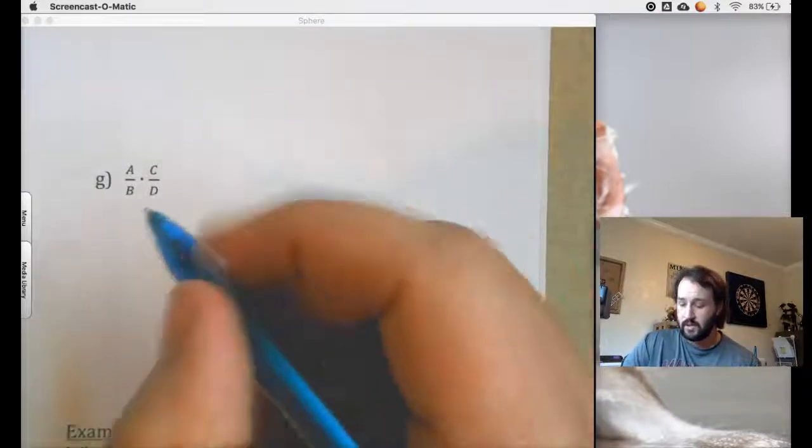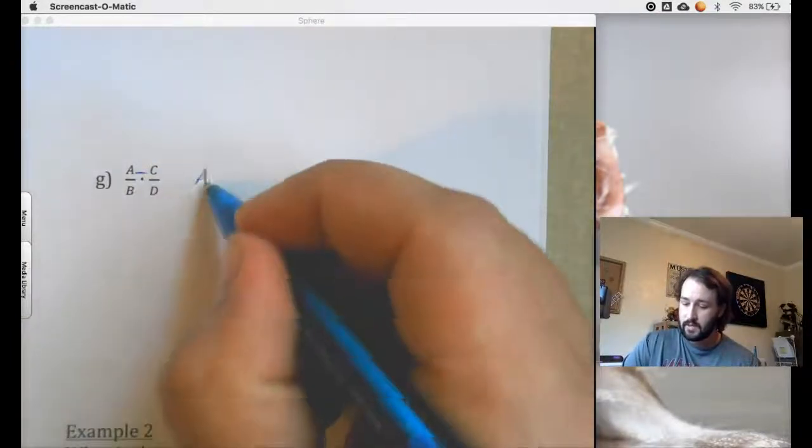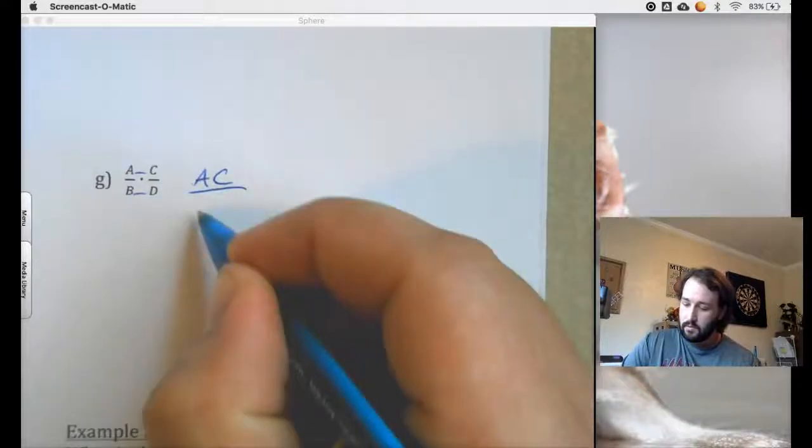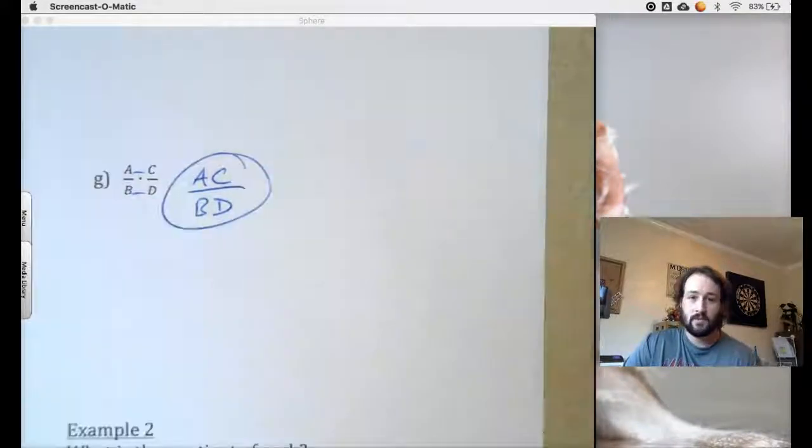Don't get freaked out if you see something like this. It's still just multiplication. So multiplying straight across, this would end up as AC over BD. And there's no simplification, so there's no common terms.